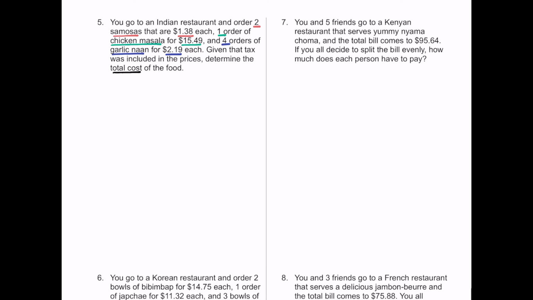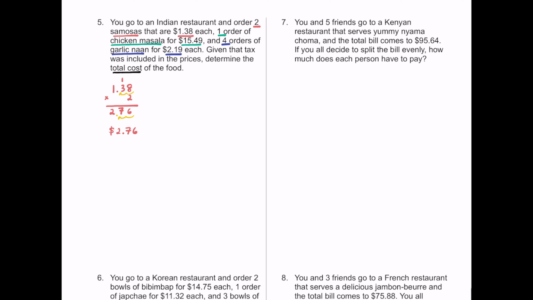Okay, so let's take care of the samosas first. So that's going to be $1.38, and we're buying just 2 of these. So $1.38 times 2. So that's pretty straightforward. 2 times 8 is going to be 16, carry the 1. 2 times 3 is 6 plus 1 is 7. And then 2 times 1 is going to be 2. And then we have 2 decimal places here, so we should have 2 in our product. So the total cost of the samosas should be $2.76. Okay.